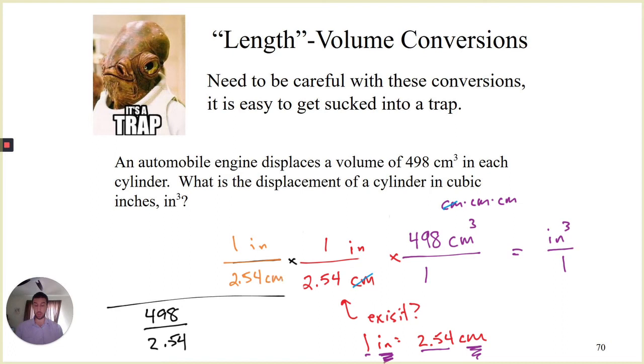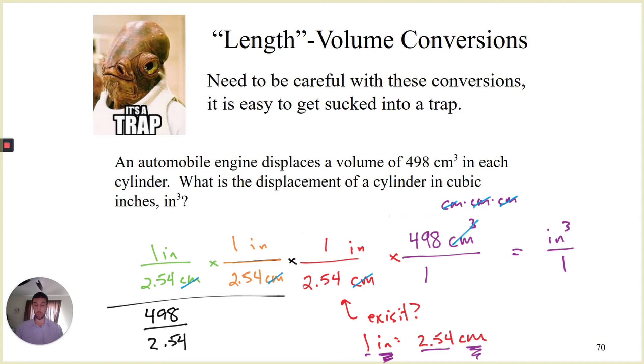Okay, great, that gets rid of 1 more. And it does bring in another inch. But again, I'm not there yet, so what do I have to do? I have to run the conversion yet again, 1 inch over 2.54 centimeters. This will now allow for the centimeters to cancel. And now I could enter it into the calculator.